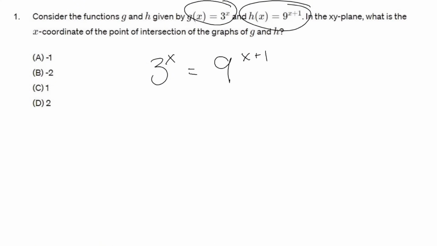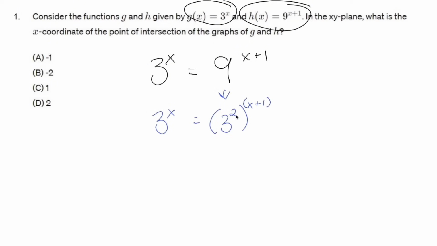Should I use logs? Nah, I need a calculator for that. But you know what I could do? I could change that 9 into 3 squared. So I have 3 squared to the x plus 1, and let me throw parentheses there, and you'll see why in a second. That's going to equal 3 to the x. Now, there's a rule that says if you have a base to something equals the same base to something, set those somethings equal to each other.